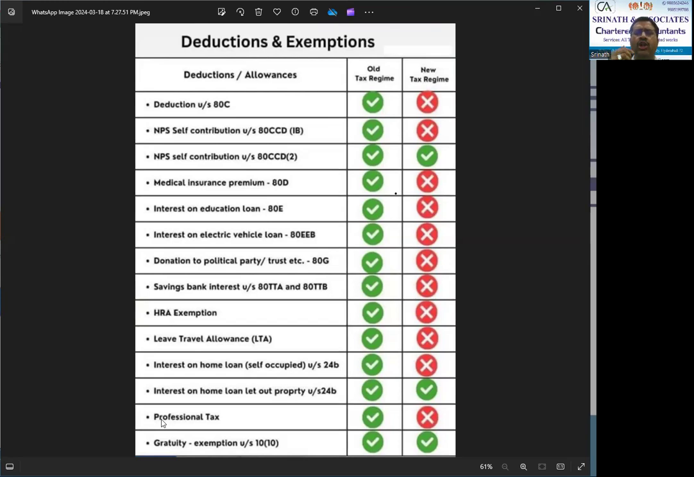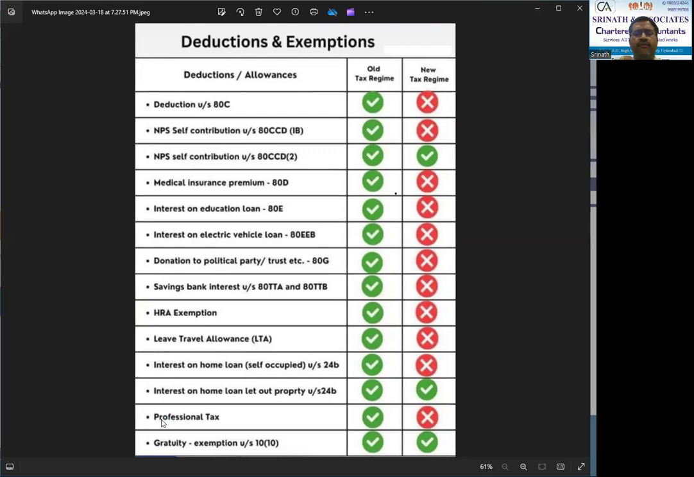Apart from gratuity, you also have exemption for pension under section 10 subsection 10A. You also have exemption under 10(10B), which is retrenchment compensation. You also have exemption under section 10(10C), which is talking about voluntary retirement compensation. These are all exemptions available under both the old as well as the new scheme.